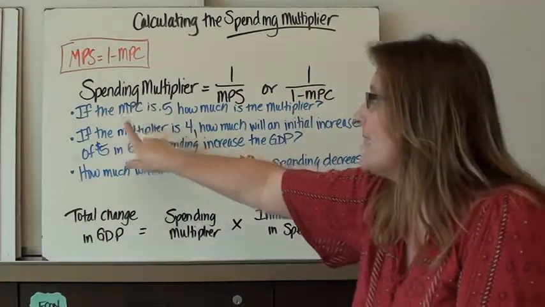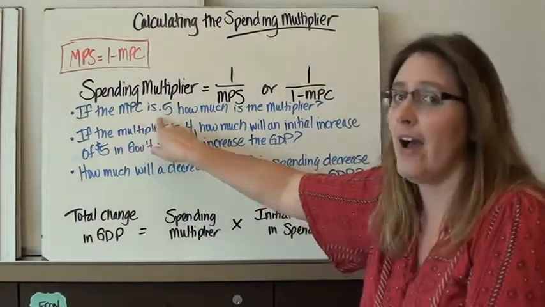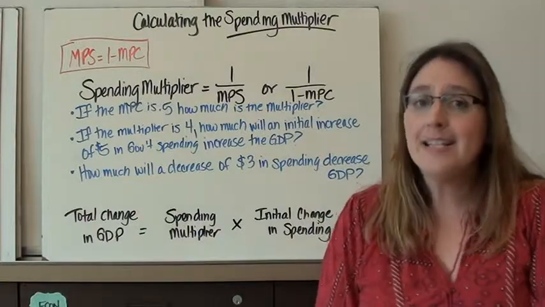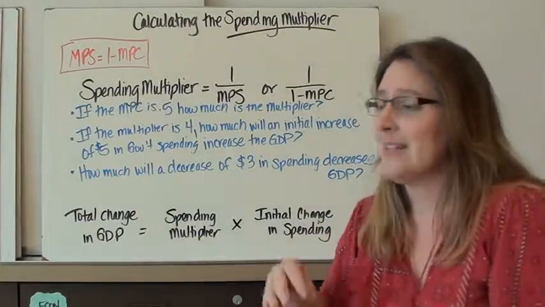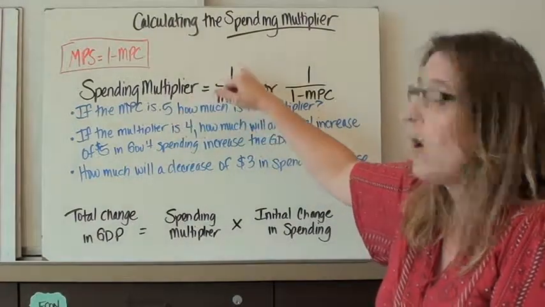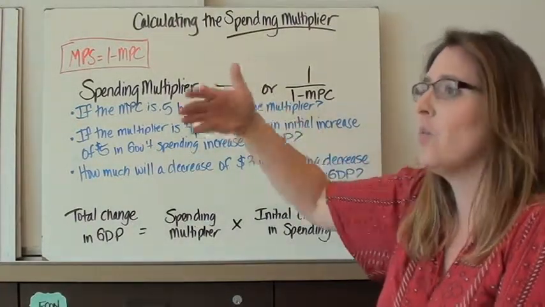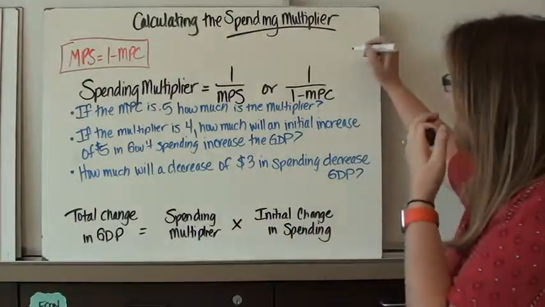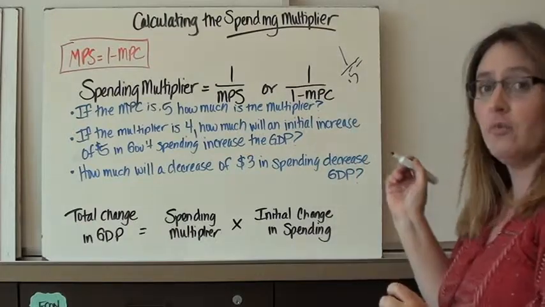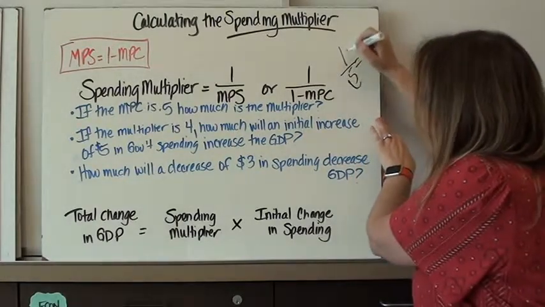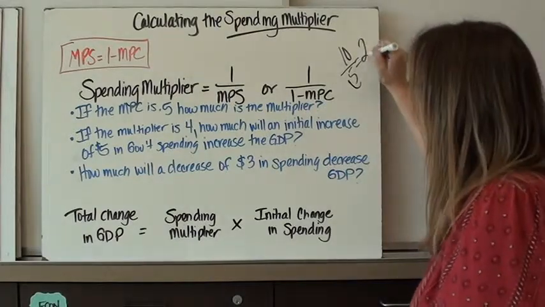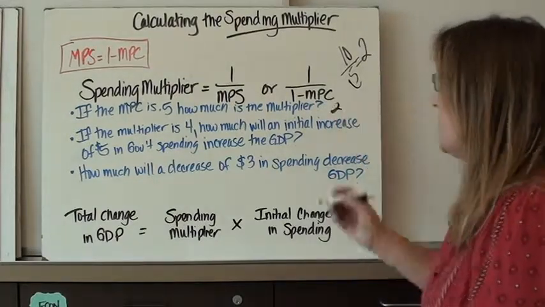So here's the problem. If the MPC is 0.5, how much is the multiplier? So MPC is 0.5. That means MPS is 0.5. The spending multiplier is 1 over MPS, so 1 over 0.5. If you have trouble with that fraction, you just move the decimal point over on both sides. So now it's 10 divided by 5. So now the multiplier is 2, okay?